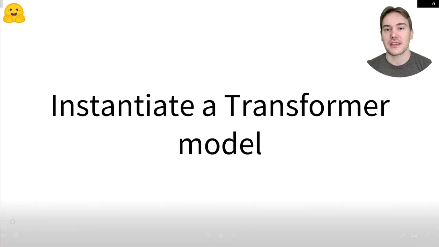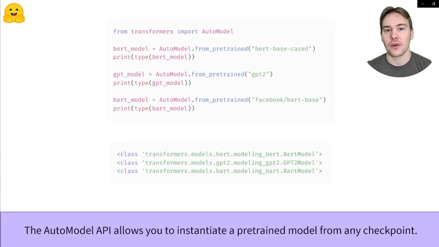How to instantiate a transformers model. In this video, we'll look at how we can create and use a model from the transformers library. As we have seen before, the AutoModel class allows you to instantiate a pre-trained model from any checkpoint on the Hugging Face hub. It will pick the right model class from the library to instantiate the proper architecture and load the weights of the pre-trained model inside. As we can see, when given a BERT checkpoint, we end up with a BERT model, and similarly for GPT-2 or BART.